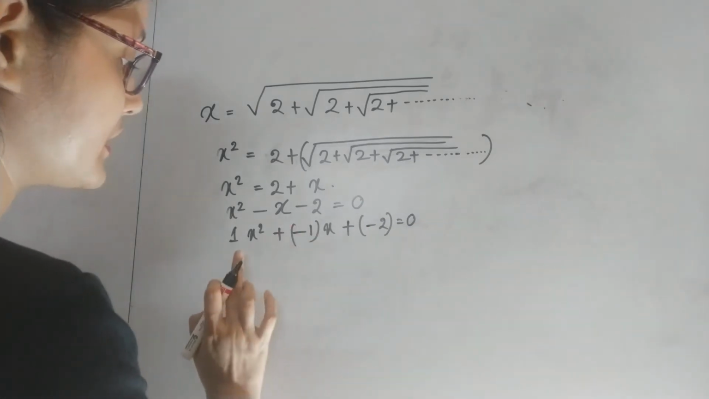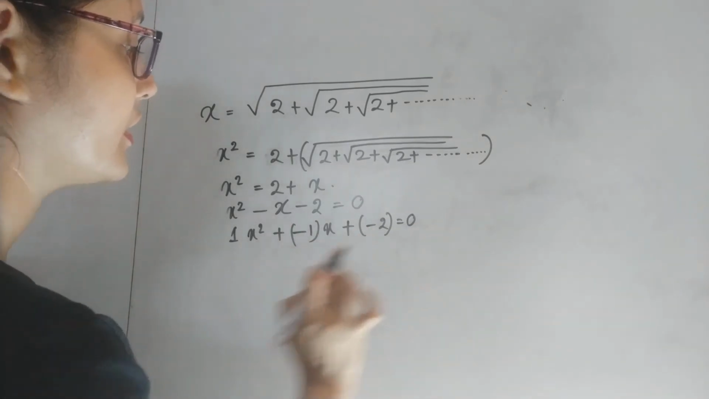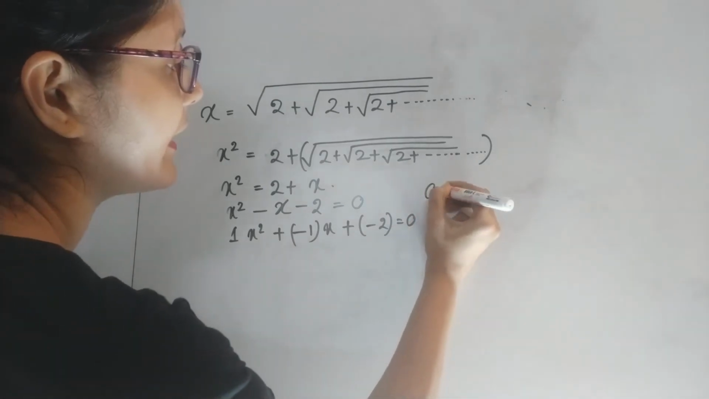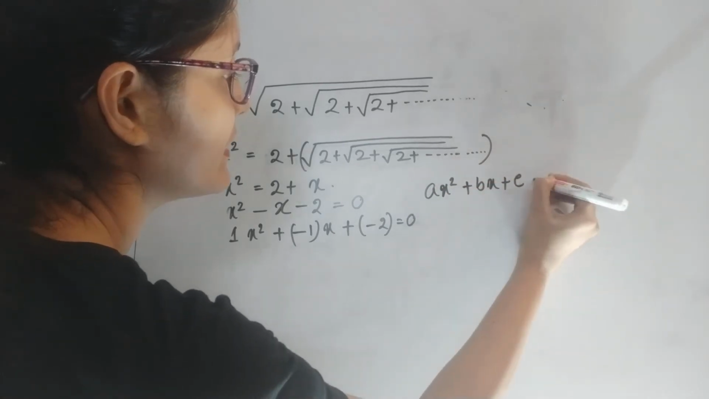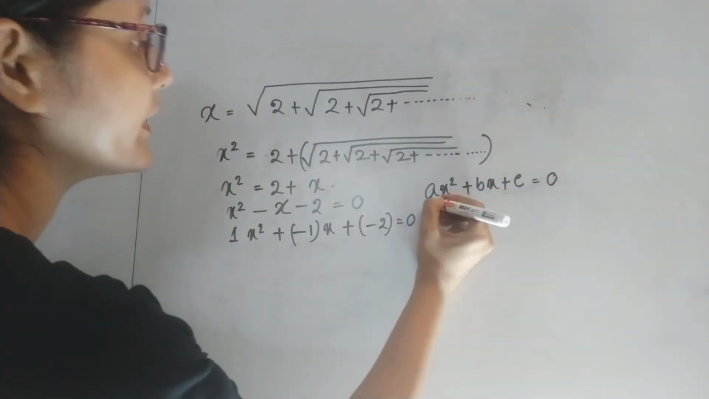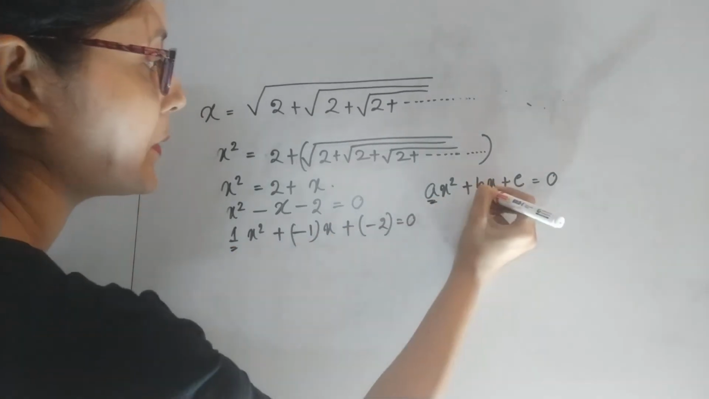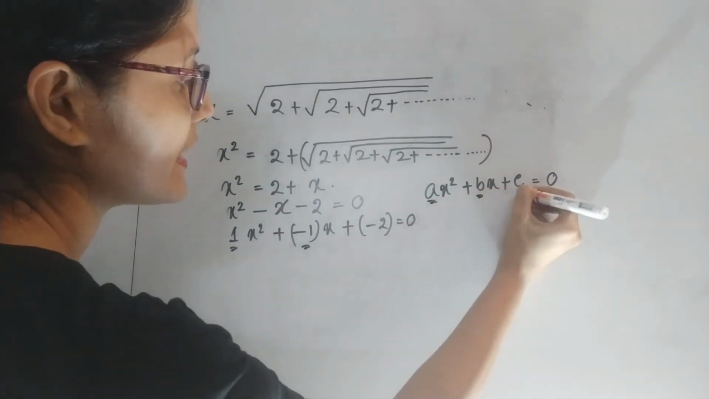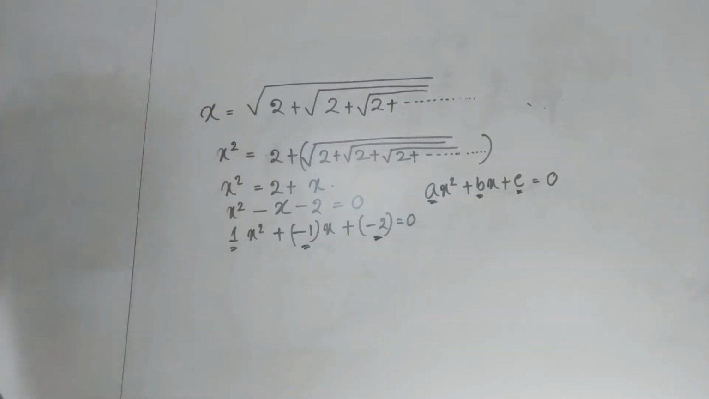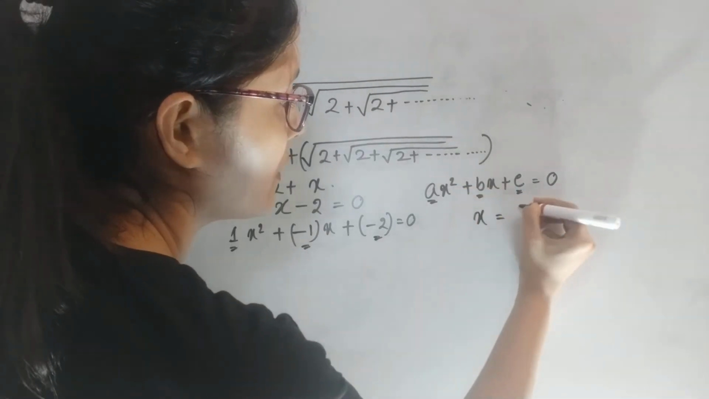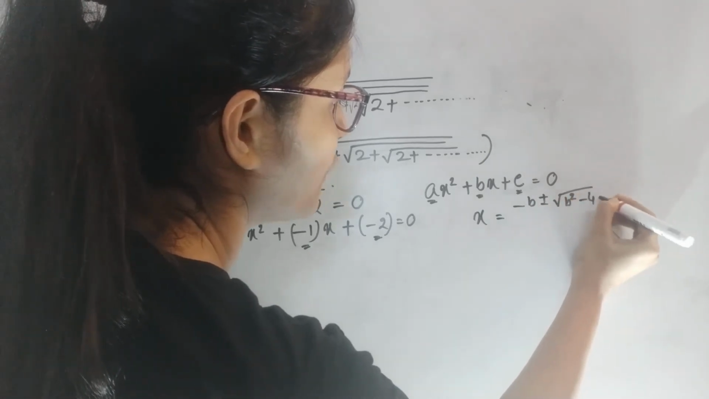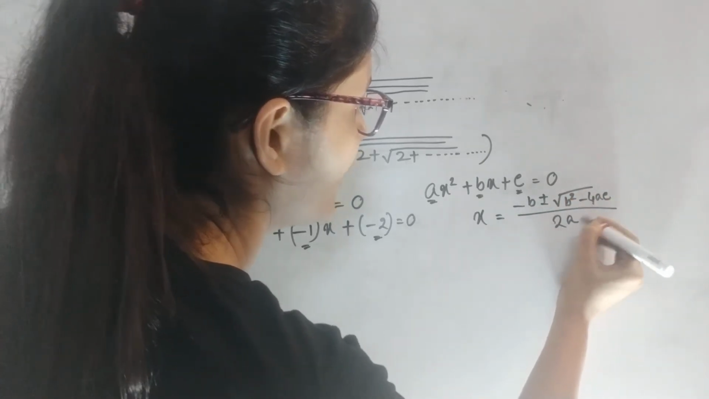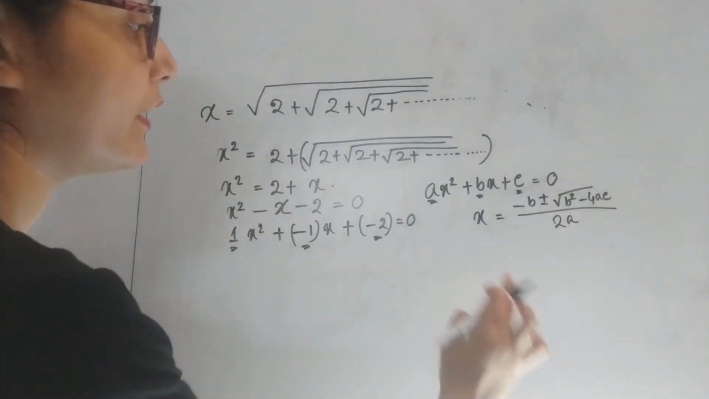So here see, we are getting a quadratic equation. A quadratic equation looks like ax square plus bx plus c equals to 0. So here a is 1, b is -1, c is -2. Now from Sridhar Acharya formula we can solve it out. x is equal to minus b plus minus root over of b square minus 4ac by 2a. We all know about this formula, about the solution.